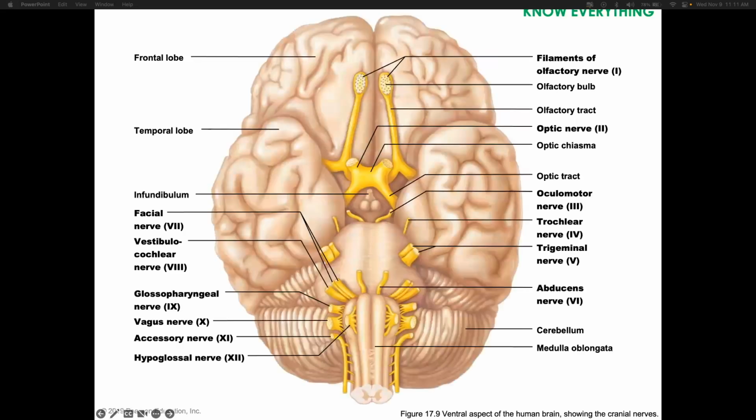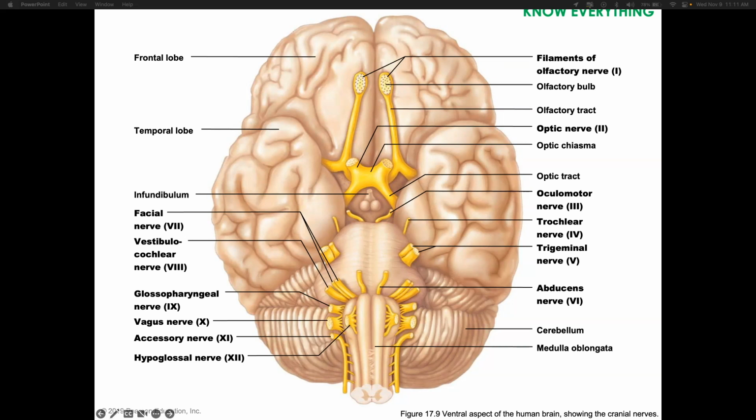So here we can see the representation of our cranial nerves. There are 12 pairs, so one nerve for each side of the brain, so 12 on each side. When we look at this, we start from the front of the brain, which is the top of the slide, to the back of the brain, which is the bottom of the slide.